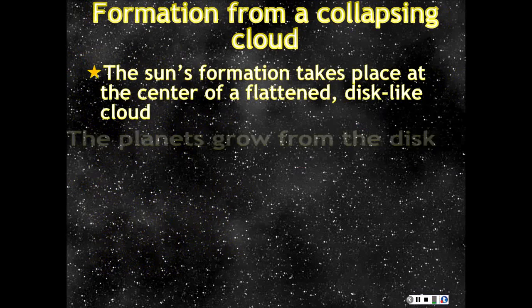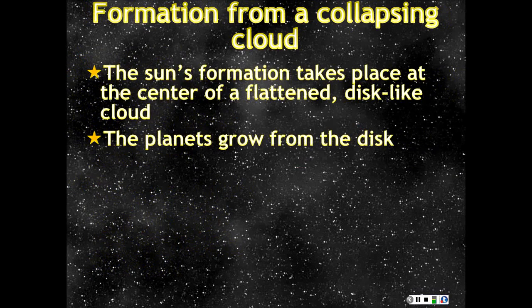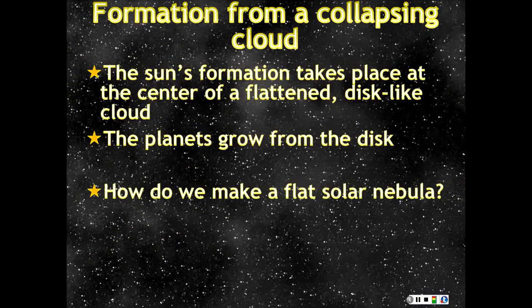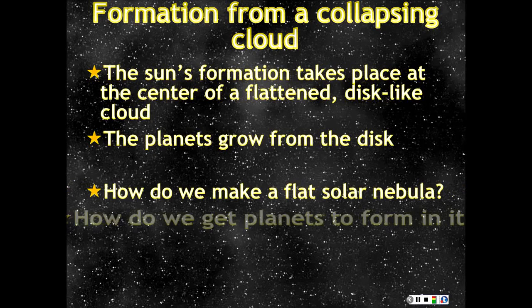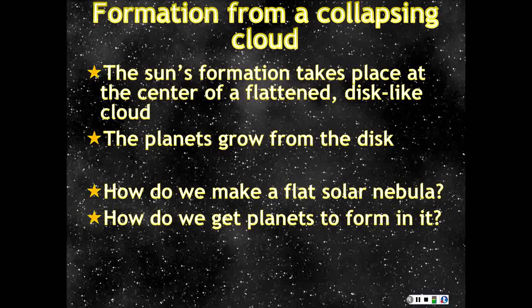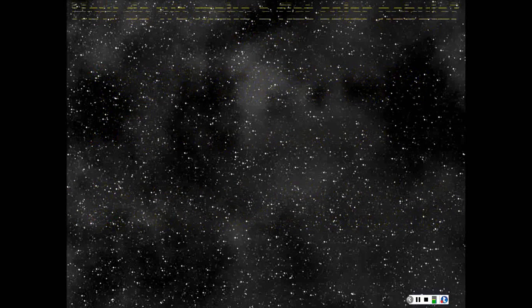So we need to get the sun to form, we need to get the planets to grow from a disk, and so we need to figure out how do we get this cloud to be flat, so it's disk-like, and how do we get planets to form in it. Let's start with how do we make it flat.